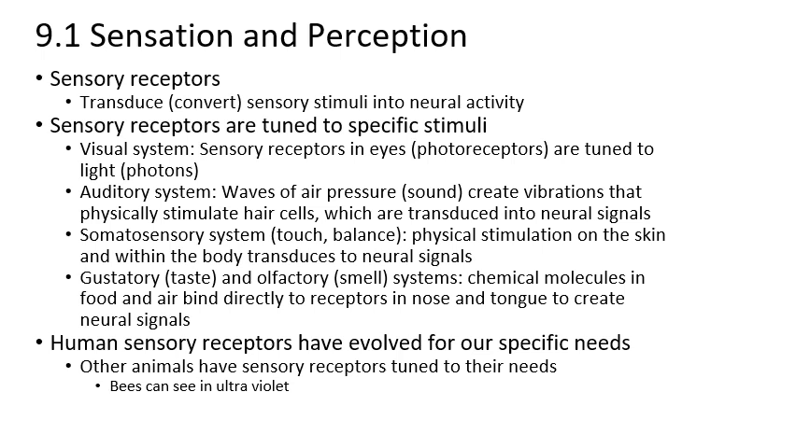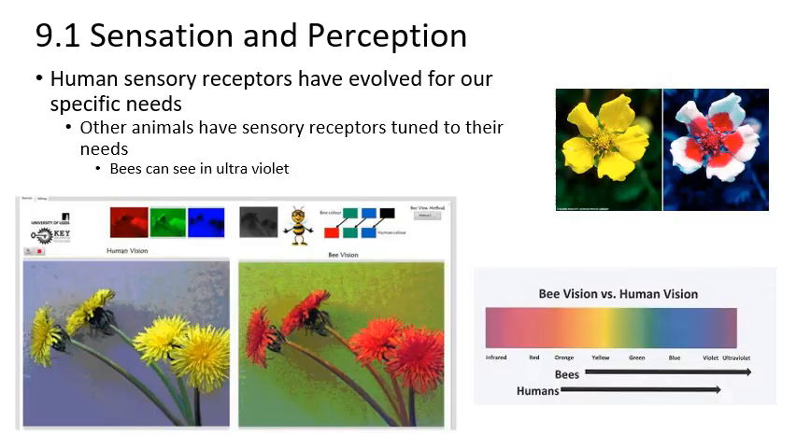Each animal has sensory receptors that have evolved for their needs. So as humans, our sensory receptors are tuned to our specific needs. Other animals have different sensory receptors and different sensory abilities that are tuned to their needs. So for example, bees can see in ultraviolet light. And this is an example.